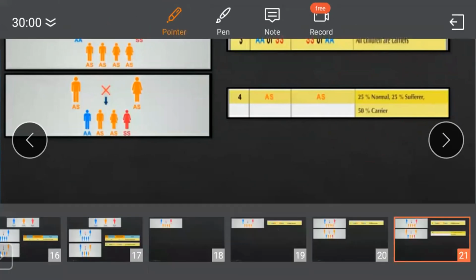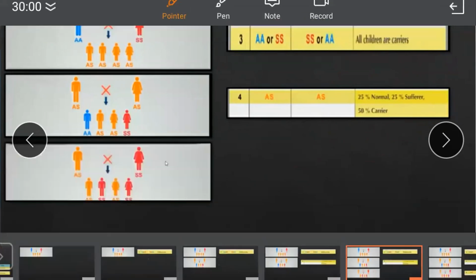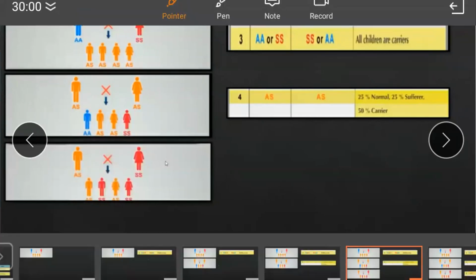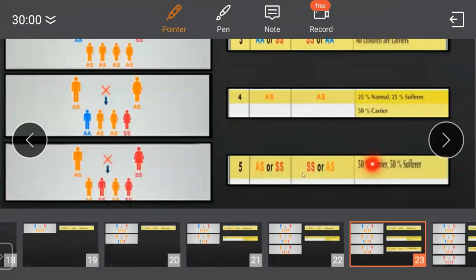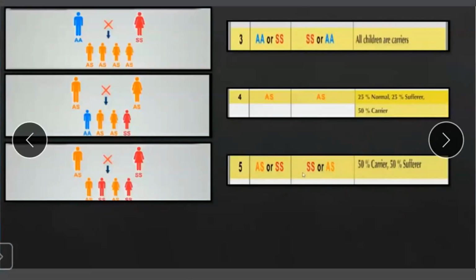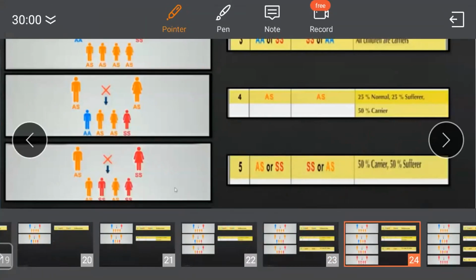Okay, moving further. Now, if one parent is a carrier and one is a sufferer, what progeny can we see, what result can we see? We can see that 50% are carrier and 50% are sufferer. See here, 50% are carrier and 50% are sufferer. Understanding? Yes or no? Yes. Now, moving further.